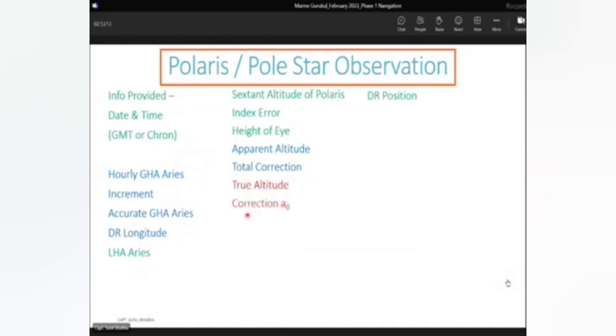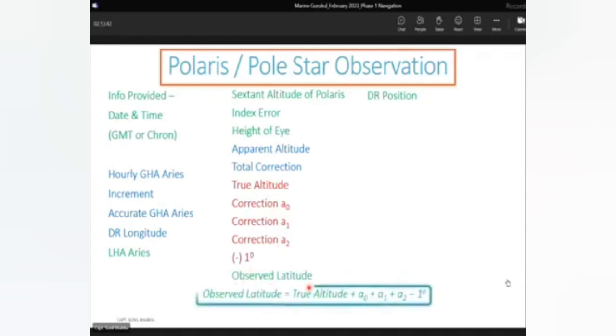Once true altitude is obtained, we get the correction A0, correction A1, and correction A2 from the Polaris tables. And all these corrections are positive corrections. So to the true altitude, all these three corrections are added, and we subtract 1 degree from the total to get the observed latitude. You can see the formula also coming up. Observed latitude is equal to true altitude plus A0 plus A1 plus A2 minus 1 degree.